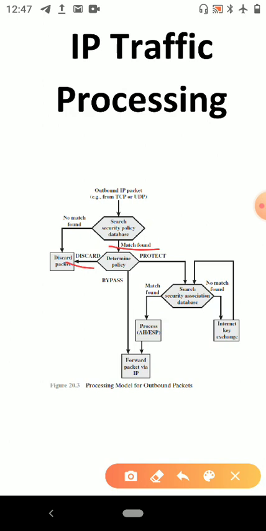If the policy is bypass, then there is no further IP security processing. The packet is forwarded to the network for the transmission. If the policy is protect, then a search is made for the SAD for a matching entry.